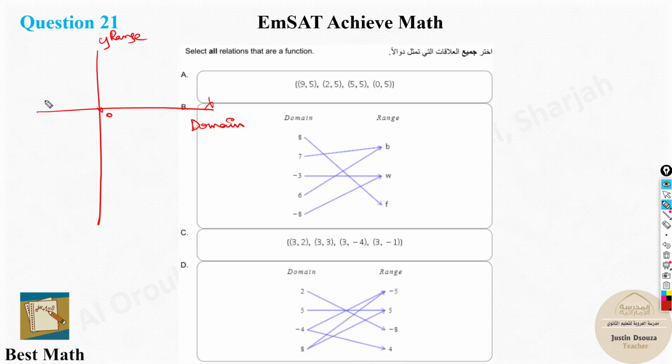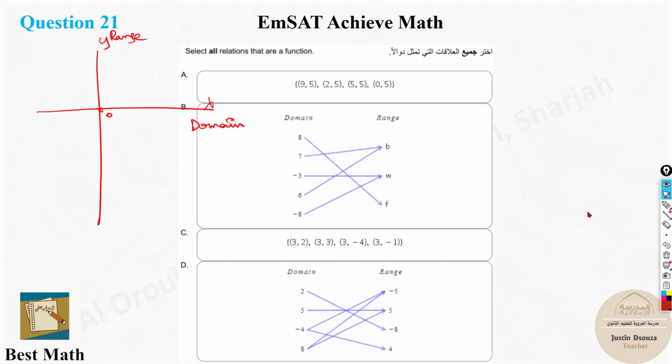Whenever a graph is like this, it is a function. A graph that is, say, a linear graph, a quadratic graph, or a cubic graph: all these are functions. Okay, but if you have a graph, say like this, that repeats, then it's not a function.